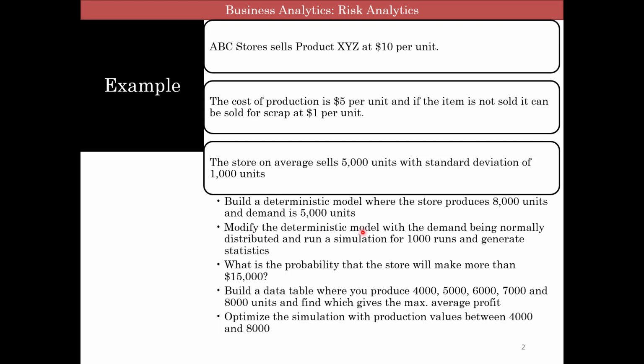Then we are going to modify that deterministic model so that we can use a normal distribution of 5,000 and 1,000, because we're given the mean and standard deviation. Then it needs to be a normal distribution. You're going to run a simulation for 1,000 runs and generate statistics. You're also going to answer what's the probability the store is going to make more than $15,000.